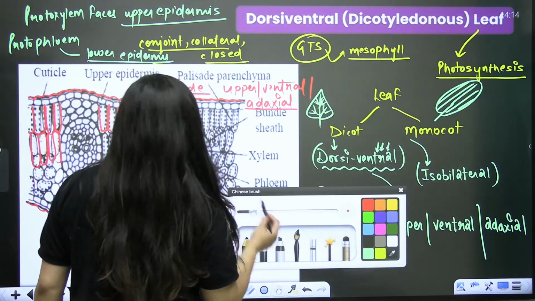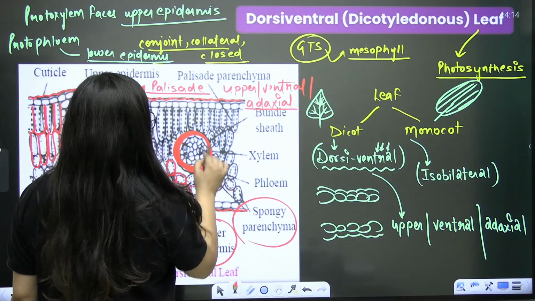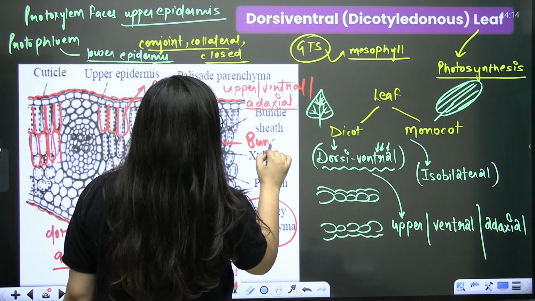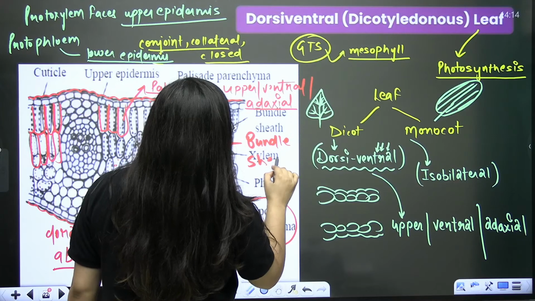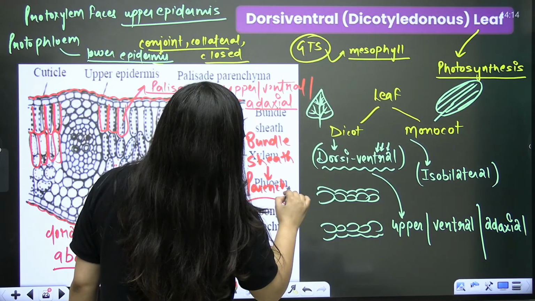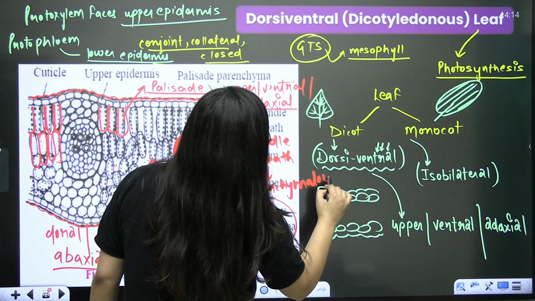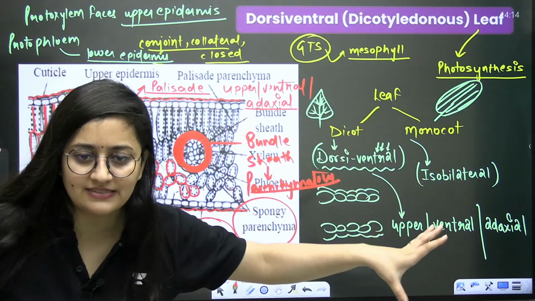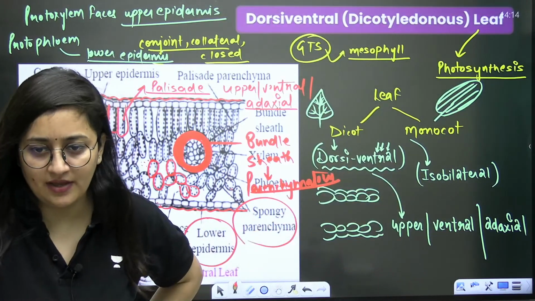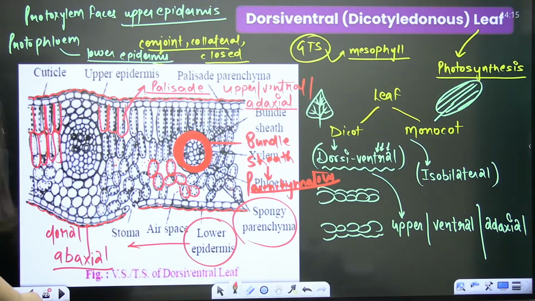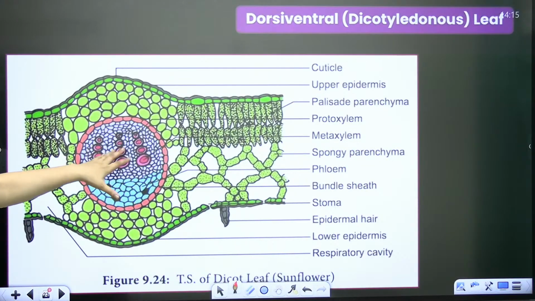And yes, here also you will see the bundle sheath. Bundle sheath means the covering of these vascular bundles. Bundle sheath will be parenchymatous. That's all. So this is about the dicot leaf, where the palisade and the spongy parenchyma are there. Clear, bache? Now come to the diagram from NCERT. I told you already about it, right?